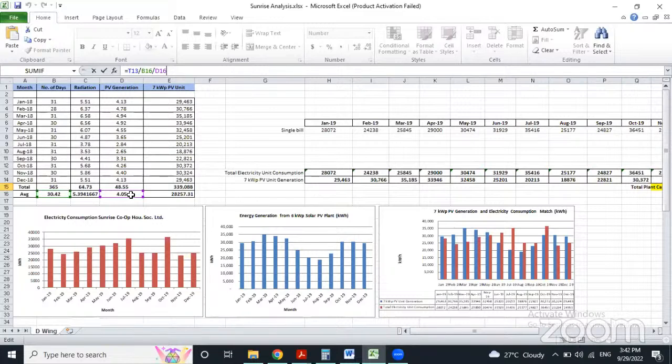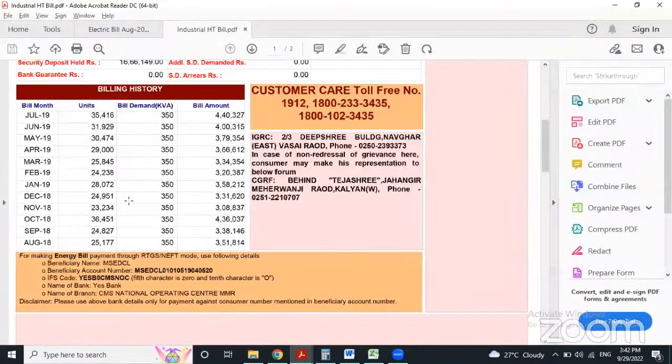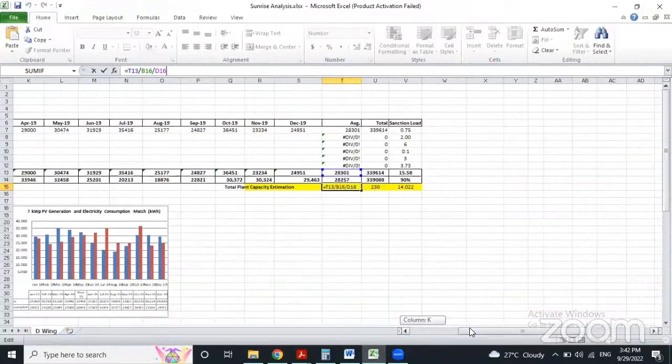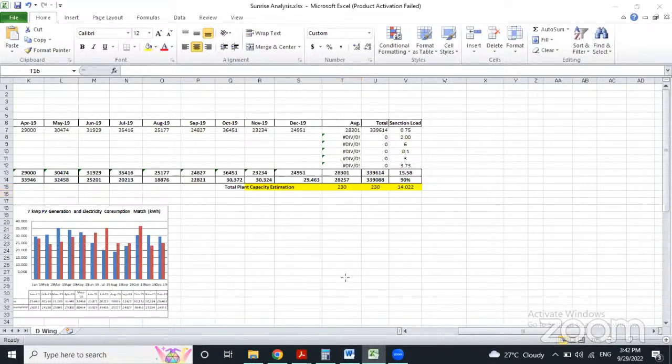But to be on the safer side, we will not become over-ambitious and take a higher value of sunshine, because there are other factors you need to consider, like monsoon and everything. Though this is an average, we will always take a little bit on the lower side. So the thumb rule is to always take 4. When you divide by 4, you simply get the total capacity of the solar power plant. 230 kilowatt is the total capacity for this particular bill.